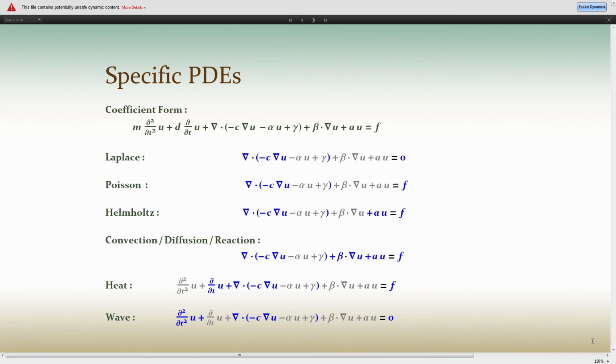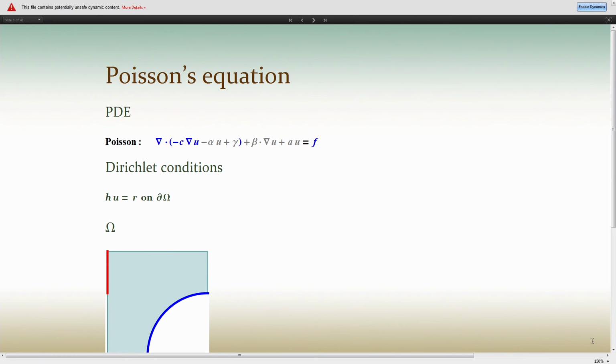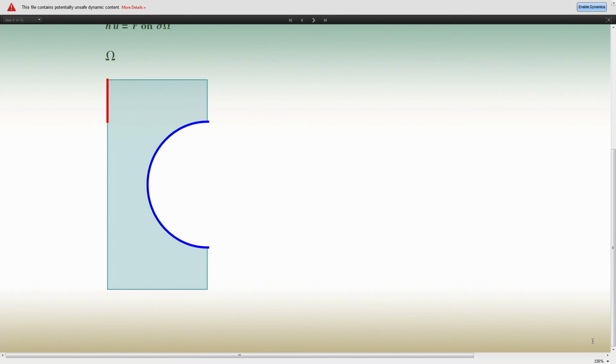PDE together. Now, we're going to look at a few specific examples. So here I have a Poisson type of equation. I want to specify Dirichlet boundary conditions. So this is the region I'm interested in. And the red and the blue mark specify where I want to place boundary conditions.